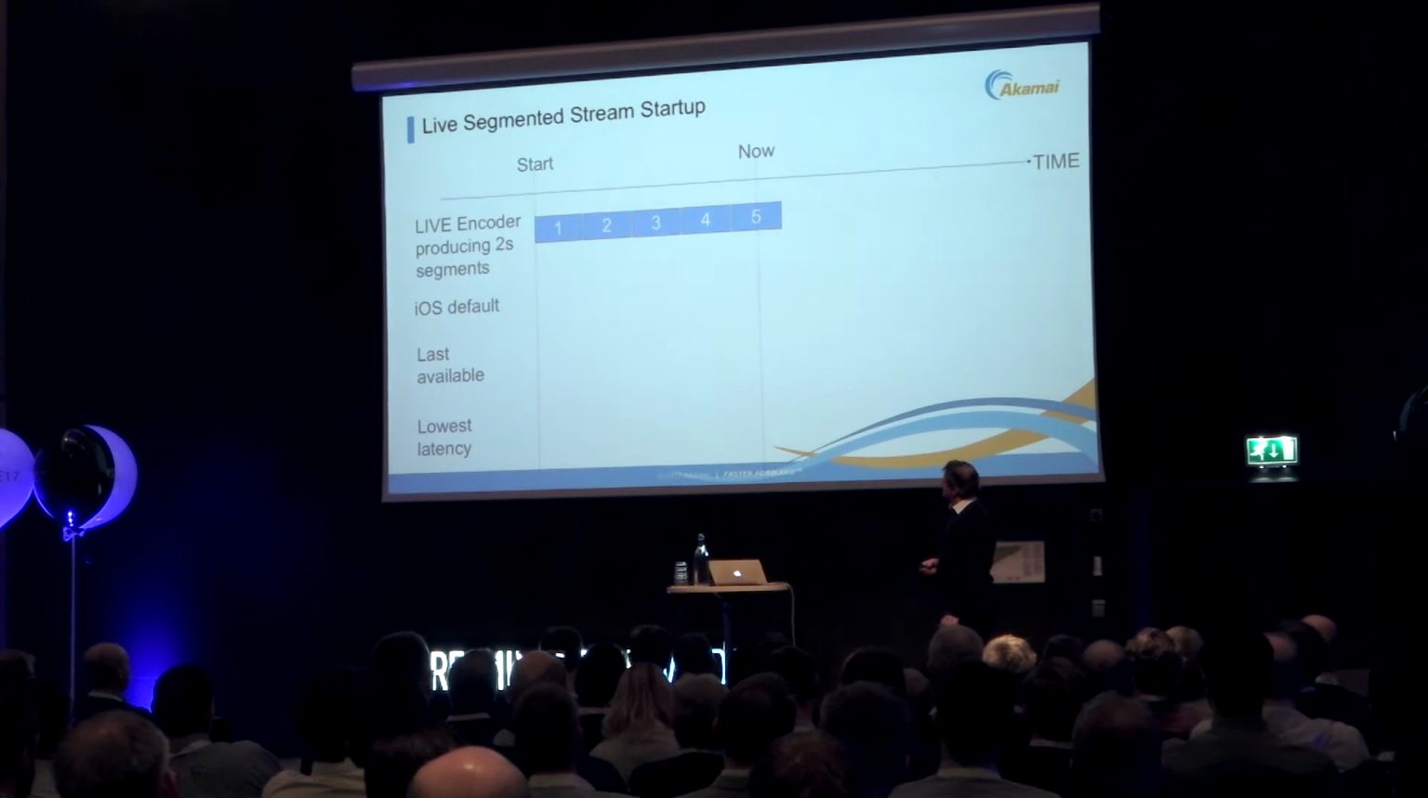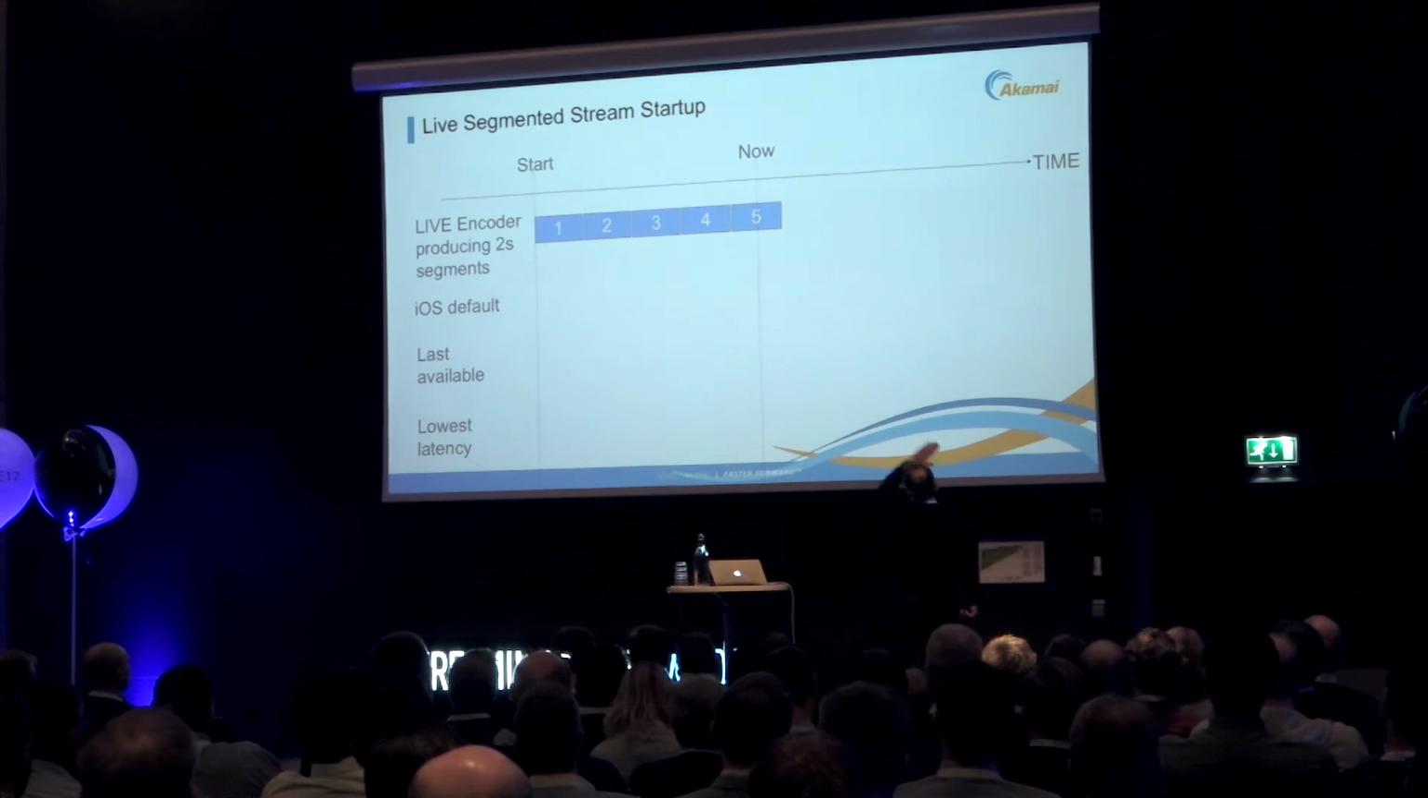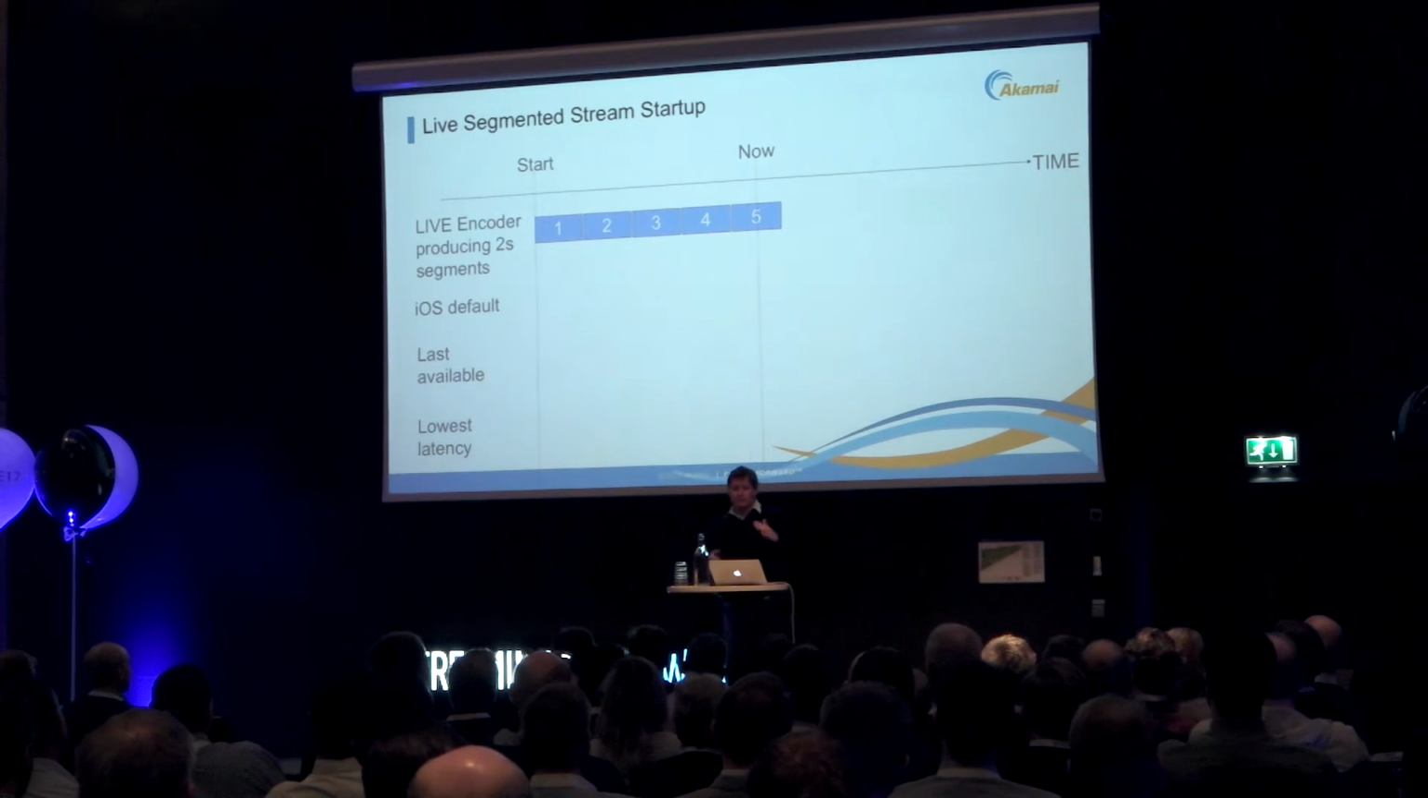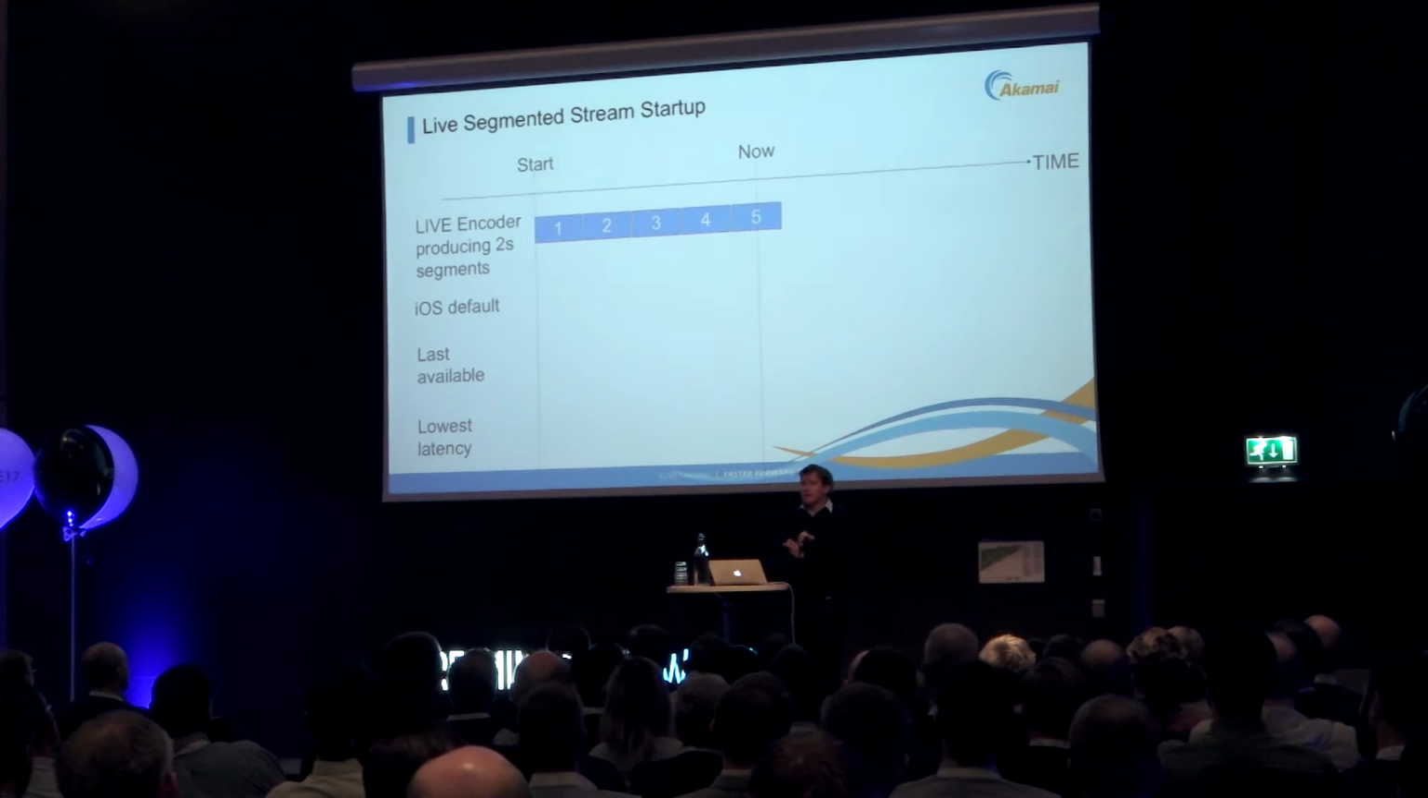So let's look at a typical example here. We've got our encoder, we've got time running from left to right, and I have an encoder that's producing segments at 2 seconds each, and we're going to observe it halfway through the middle of the 5th segment, okay? And it doesn't matter if this is HLS or Dash or Smooth. The logic here is identical.